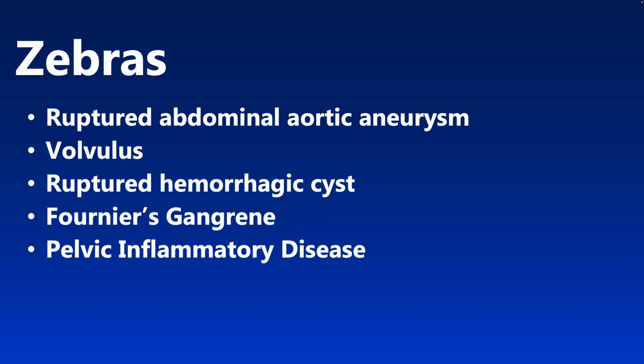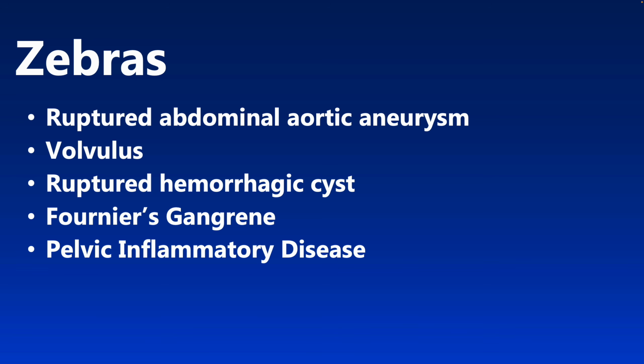Volvulus, not very common either, but it can be seen in our younger patients, our older patients, and this can sometimes be a surgical emergency. Ruptured hemorrhagic cyst, not very common, but a lot of female patients that come in with lower abdominal or pelvic pain, if you do an ultrasound, you might see signs of a ruptured hemorrhagic cyst. So certainly something to keep on the differential that can cause a lot of pain.